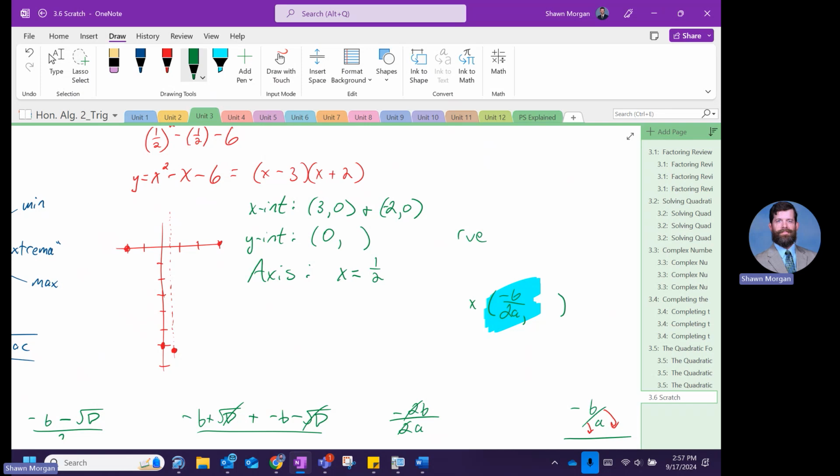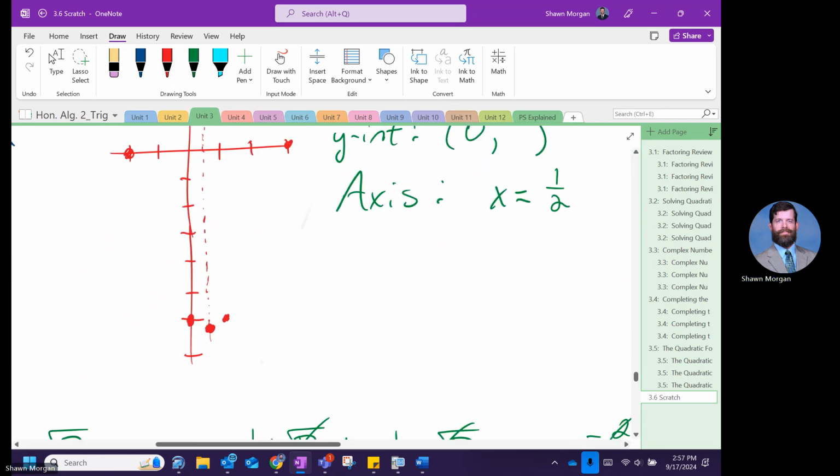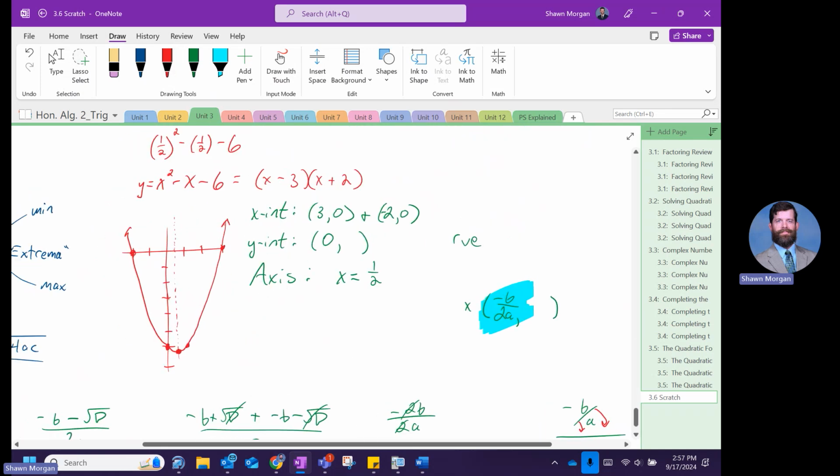Now, how many points have I got on my picture so far? 4. I got the vertex, the y-intercept, and two x-intercepts. So for the next and final point, just use symmetry. It'd be right here. And then we could graph that out. And there she goes. That's an example of graphing a parabola using concavity, vertex, x-intercepts, y-intercept, and axis of symmetry.